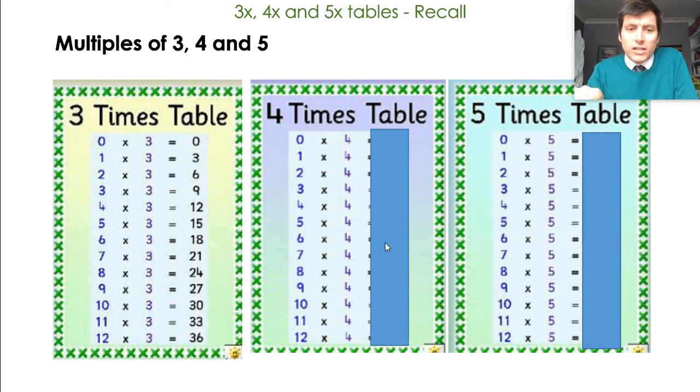2 add 1 is 3. What do you notice about those? They're all multiples of 3 as well, aren't they? Okay. So the gap between each one of them goes up in 3s because they're multiples of 3. And let's see what changes.